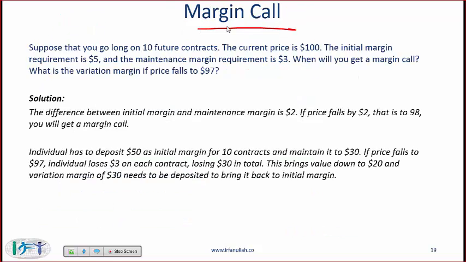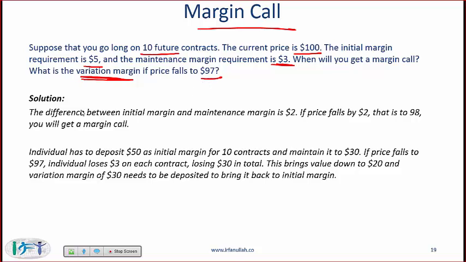Here is another sort of question that you might get related to what we are talking about. Suppose that you go long on 10 futures contracts. The current price is 100. The initial margin requirement is 5 and the maintenance margin requirement is 3. When will you get a margin call? And what is the variation margin if the price falls to 97?